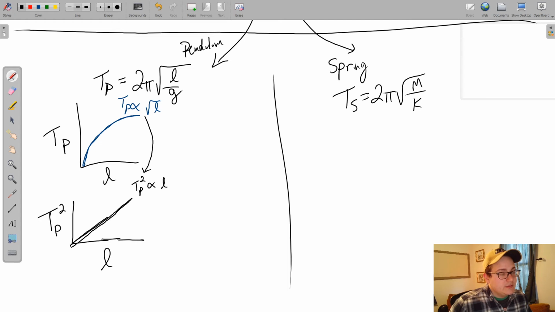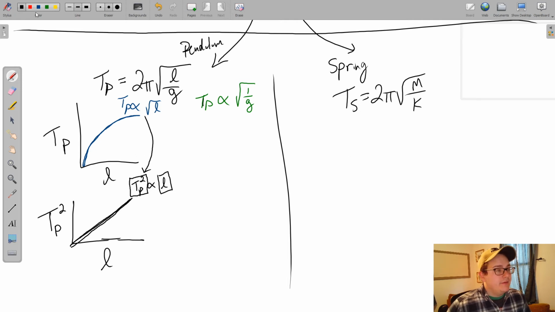Now, linearization of data is a real big skill point in AP Physics, so learn how to linearize your data. What we do is treat this whole thing as my y, treat this whole thing as my x, and you get a nice linearization of data. What about if we were to change gravity? Let's do this in green. The period of a pendulum is proportional to the inverse square root of gravity. So what would this look like?